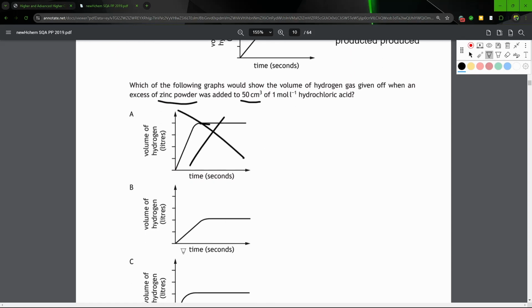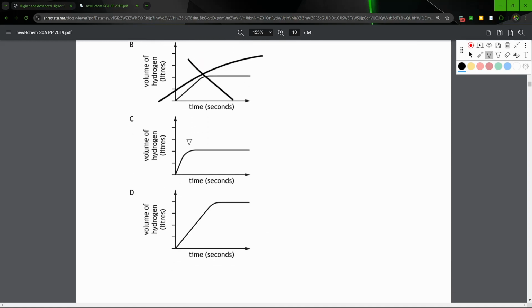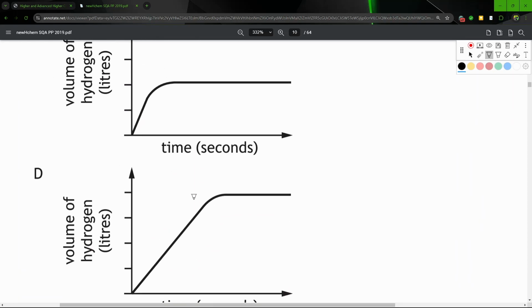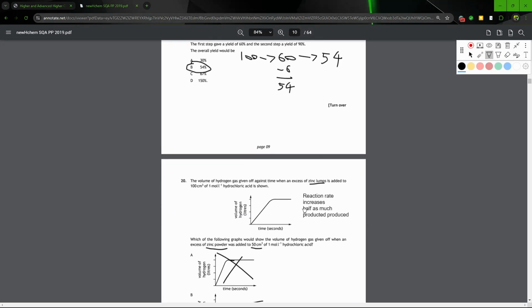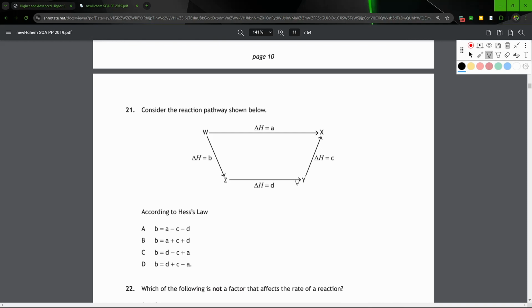A is bad. B has half as much product, but it has a slower gradient. We've established reaction rate is faster. C is half and has a faster gradient, so I'm going to put C. But just to double check, we'll do D, and it's the same gradient, but it goes to the same level. It's like the same graph, ain't it? It says D would be if nothing changes. So yeah, garbage. I'll move on to 21.